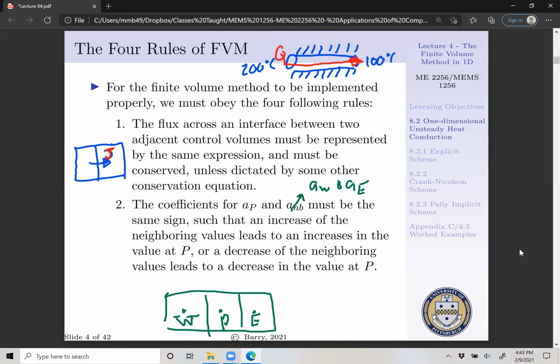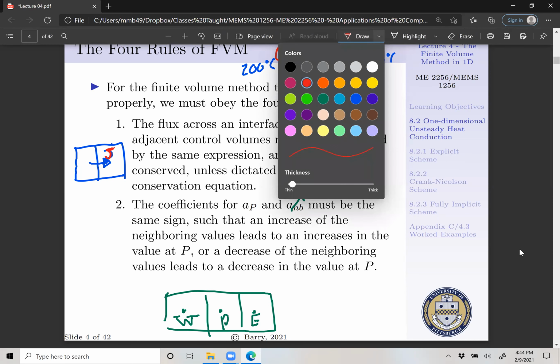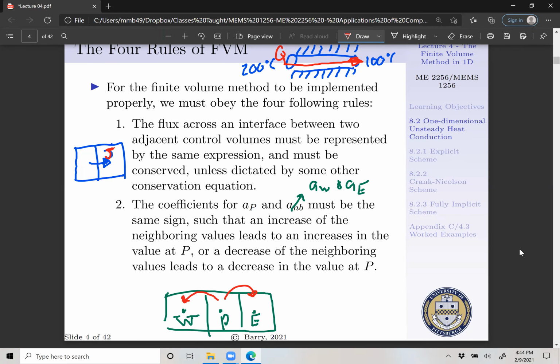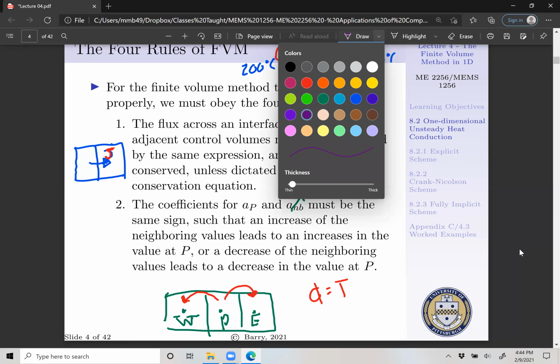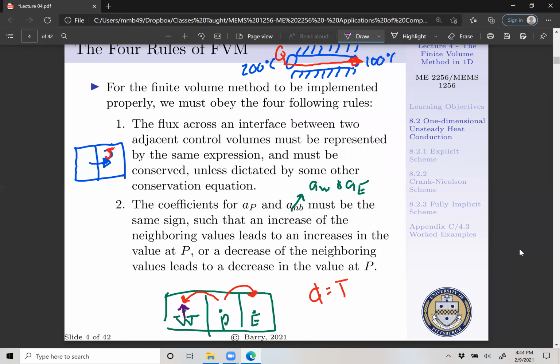We just kick A east and A west to the other side of the equation to be with AP when we form it. Now, these coefficients must have the same sign, and there's a reason for this. When we are calculating our value in our centered cell, we're looking to the values to the left and to the right. So say our conserved quantity of interest here is temperature. If I have an increase of temperature in my west cell, this has to lead to an increase of temperature in my centered cell.